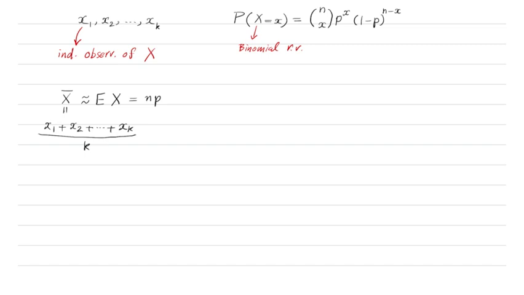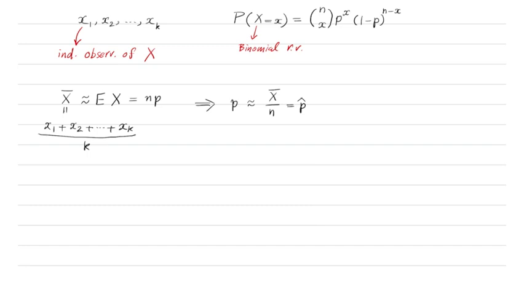So from this we can conclude that, well, we don't know what p is, but we know n, so p is approximately equal to x bar over n. So this is our estimate of p. We can just call it p hat. So this is in the case that we know n, but we don't know p.